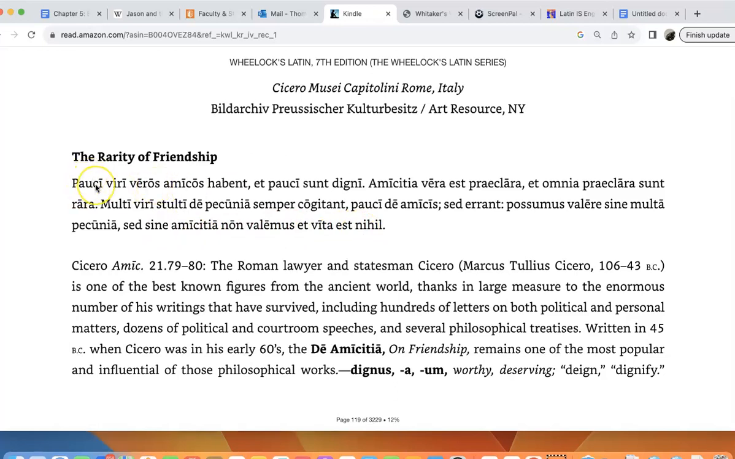All right, so here what we have is that few men have true friends, and few are worthy. True friendship is illustrious, and all things illustrious are rare. Many stupid men always think about money, few about friends, but they are wrong. We are able to be well without much money, but without friendship, we are not able to be well, and life is nothing.